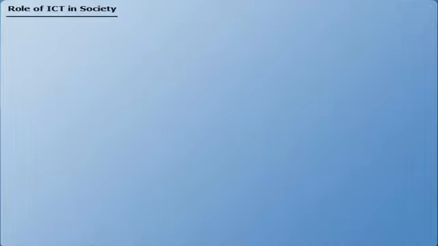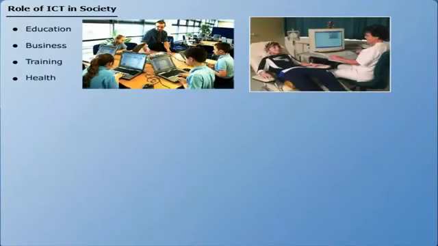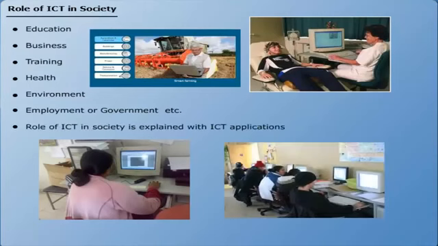Role of ICT in society. After defining basic concepts of ICT, it will become very easy to describe the role of ICT in society. The importance and positive influences of information and communication technologies can be easily seen in various areas such as education, business, training, health, environment, employment, or government. A figure named as Importance of ICT shows its importance in various areas.